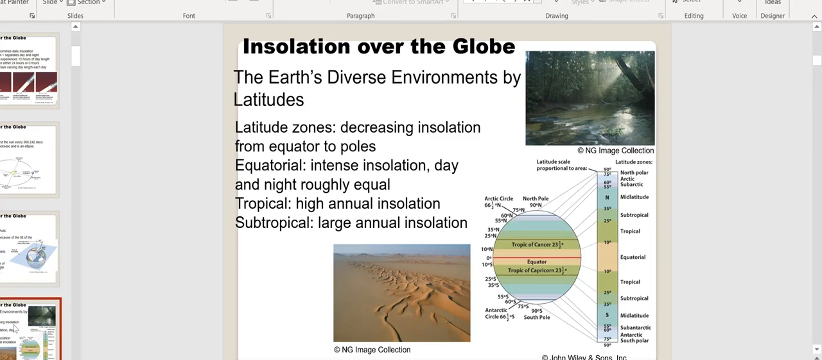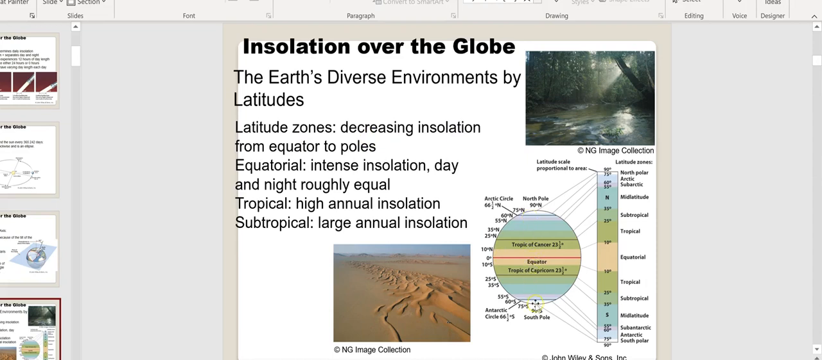And what does this mean? This means that we now encounter our latitudes, both north and south of the equator. And as the Earth is tilted on this axis, not only do we have varied insolation rates based on latitude, we are also going to have seasonal changes as well. Here you'll notice that the latitude zones decrease in insolation from the equator to the poles.